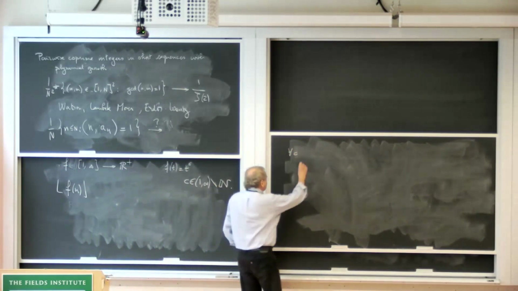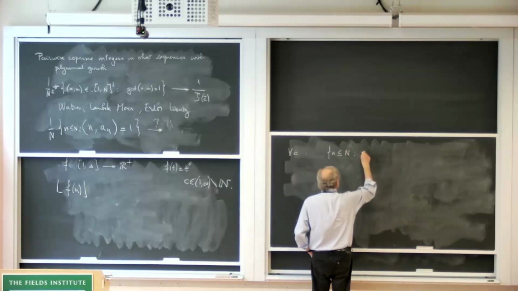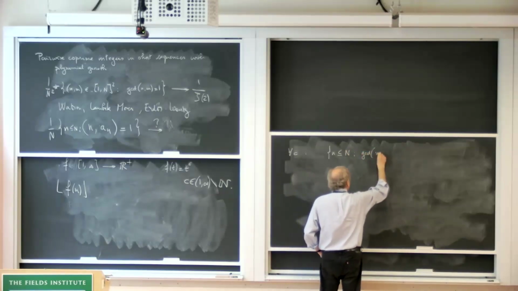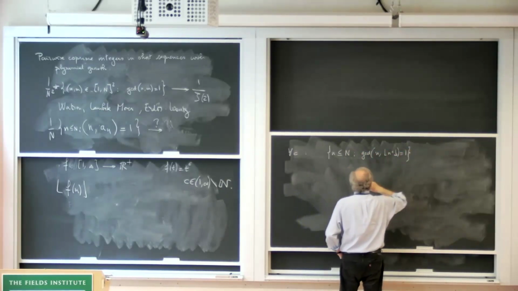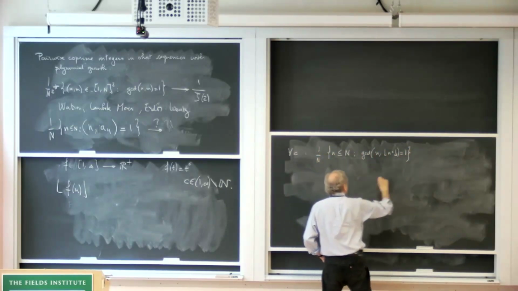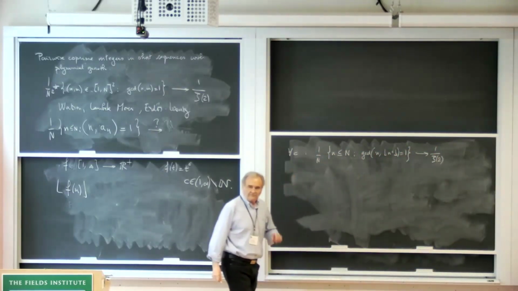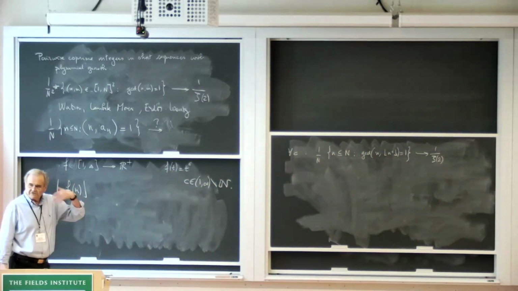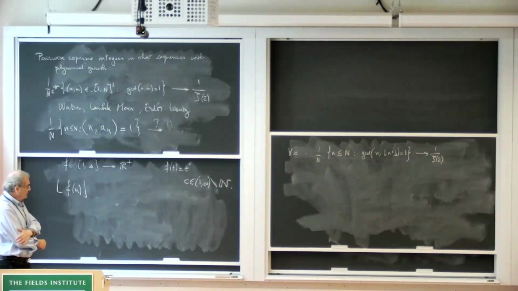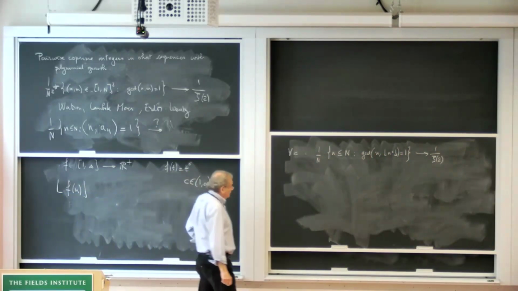you have the following: if you count the number of n up to N such that the GCD of n and the integral part of n to the C is equal to 1, and divide by N, this tends to 1 over zeta of 2, as you may expect. So you have some sort of arithmetic independence between the Piatetski-Shapiro sequence and the sequence of integers.